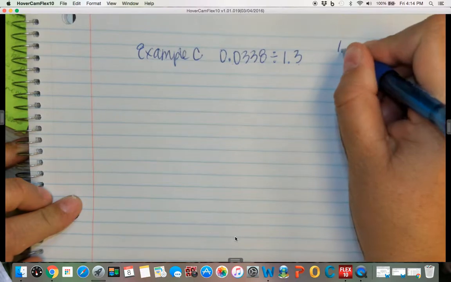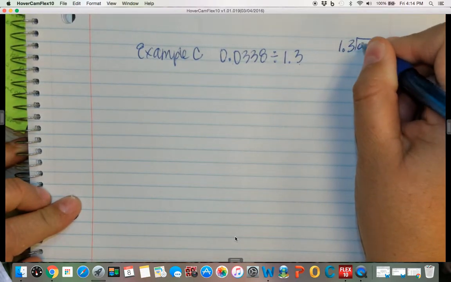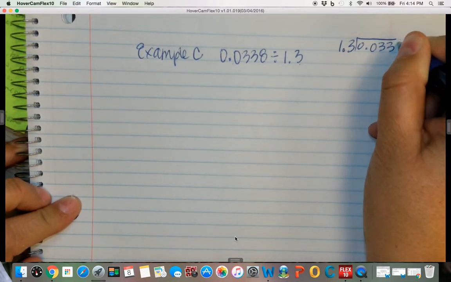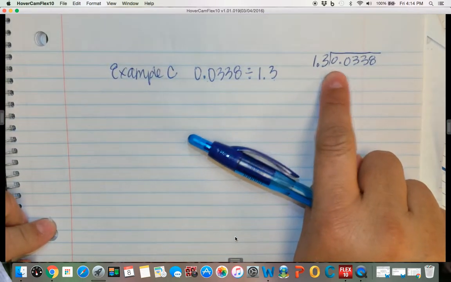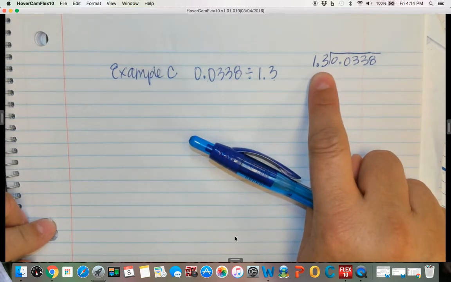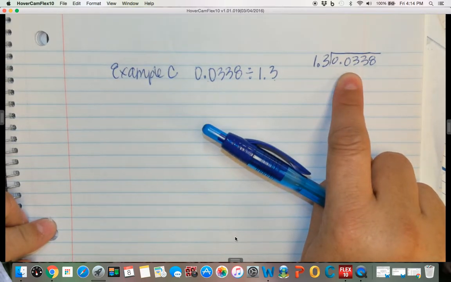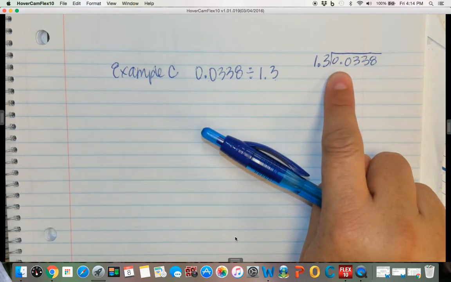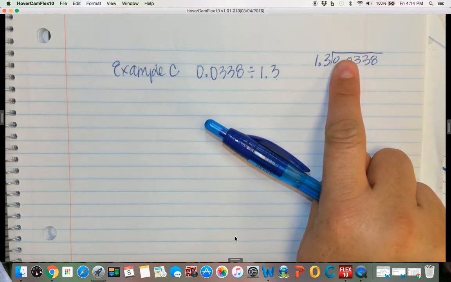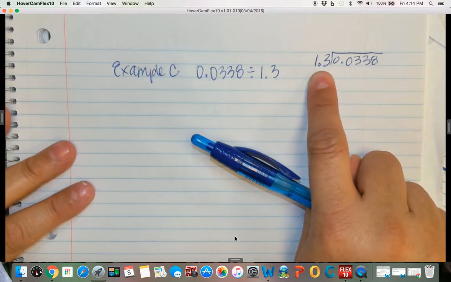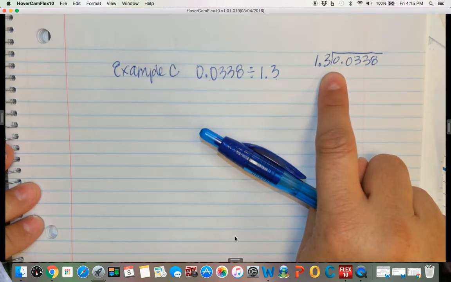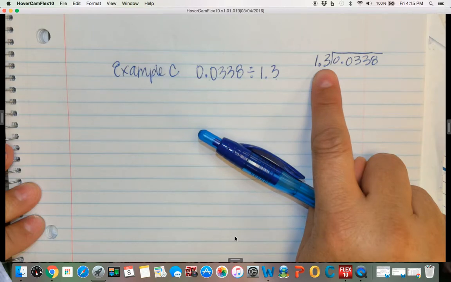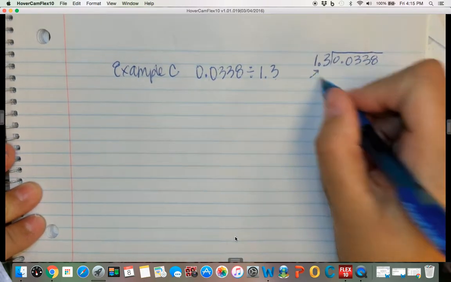This is what my problem looks like if I don't move the decimals. This is what my problem looks like. So in order to make this easier, there's a couple different ways I can approach this problem to quote unquote get rid of my decimals. I can multiply this by 10 and that will get rid of this one.